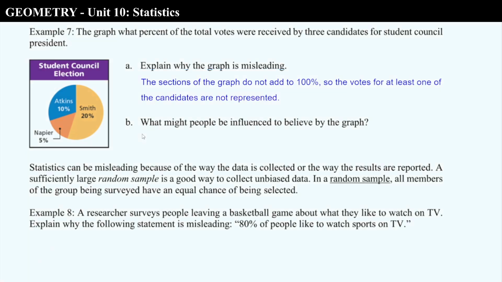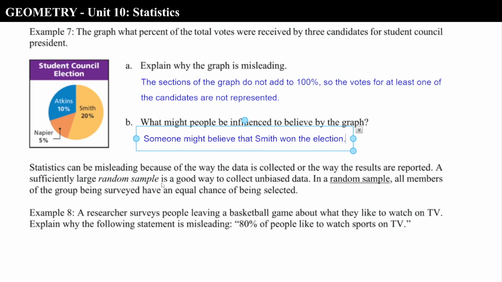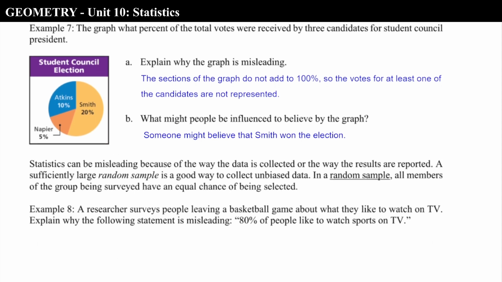So what might people be influenced to believe by this graph? Someone might believe that Smith won the election. Now, that could have been the case, but we don't necessarily know that for sure because we don't have all of the information. So when you have a pie chart like this, you need to have 100%. You cannot have less than 100% as parts of the pie.